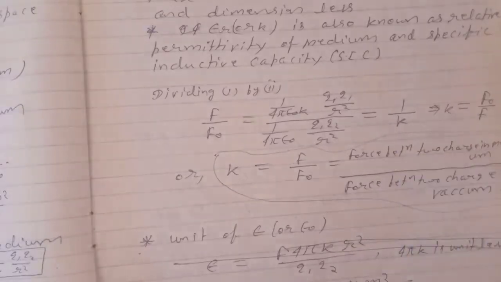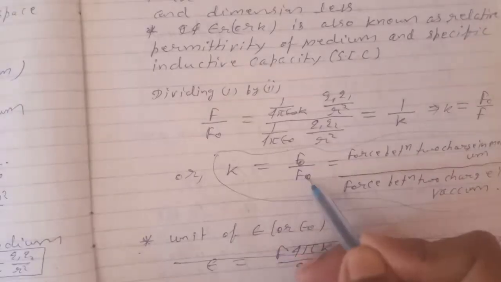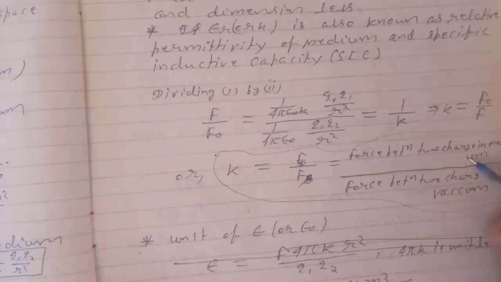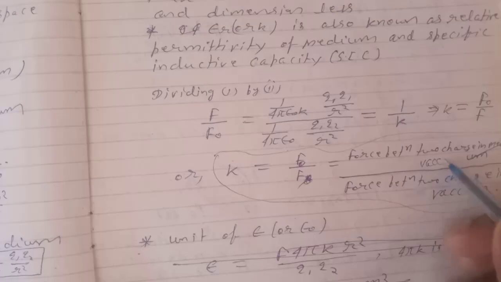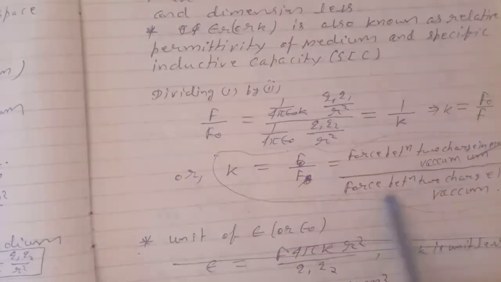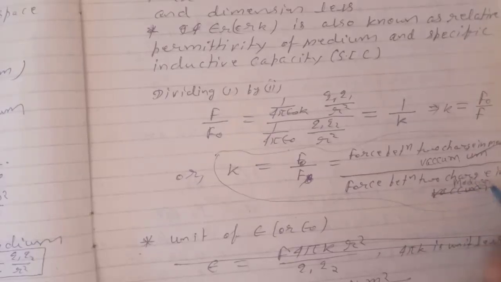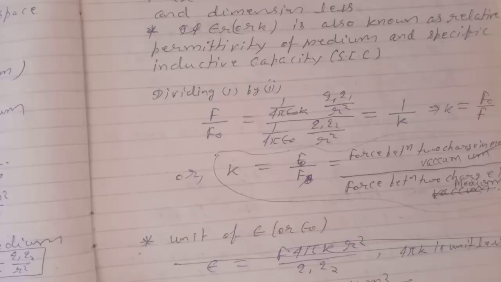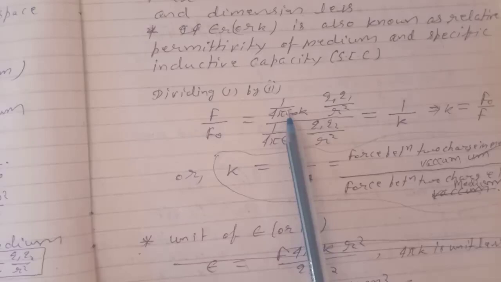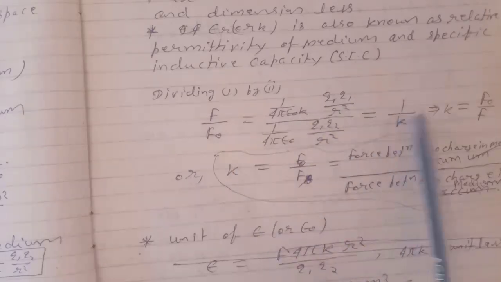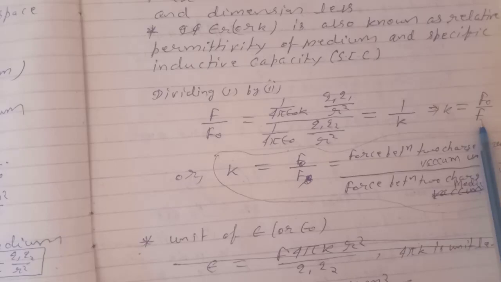K equal to F naught by F. Force between two charges in vacuum, or force divided by force between two charges in a medium. So k equals F naught by F, that is F by F naught equals 1 by k. This implies k equal to F naught by F.